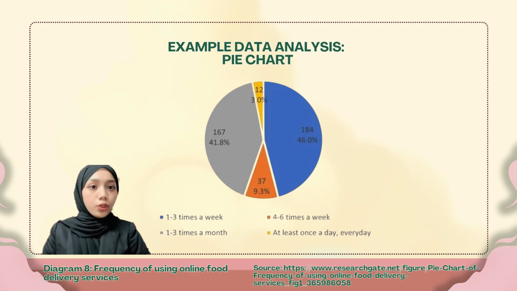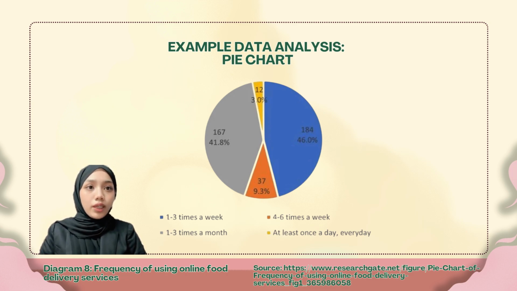Next, let's continue to the pie chart. Diagram 8 shows the frequency of using online food delivery service among respondents. The pie chart illustrates how often respondents use online food delivery services based on 4 different categories. Based on the diagram, the largest percentage of respondents is 46%. They use online food delivery services 1 until 3 times a week. This indicates that weekly usage is the most common frequency among respondents.